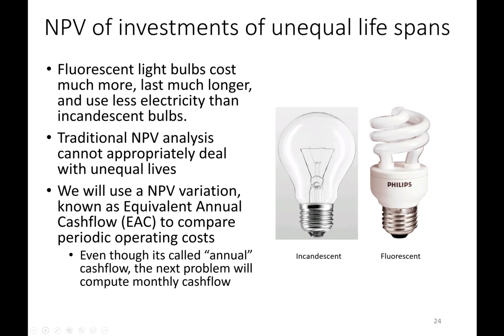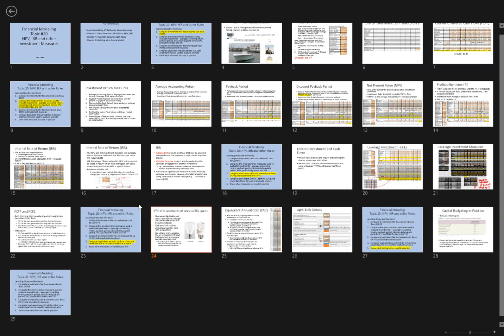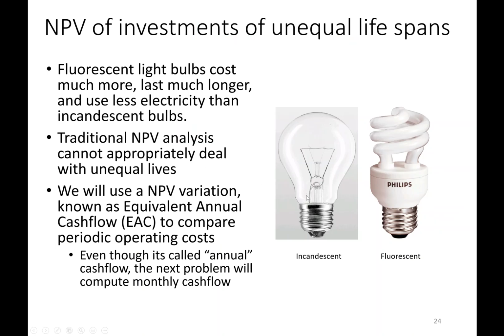For example, say your business requires light bulbs. And you can either get this cheap incandescent light bulb or this expensive fluorescent light bulb. Now, what we're going to show you is this light bulb that lasts only about a few months compared to this one that lasts about 40 months. You can't really use NPV to compare two projects that are mutually exclusive in this case.